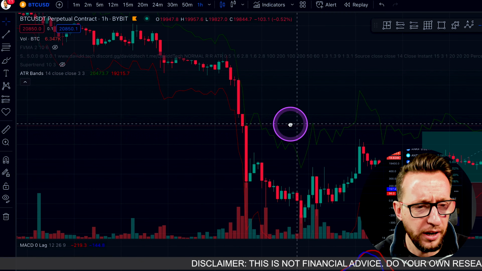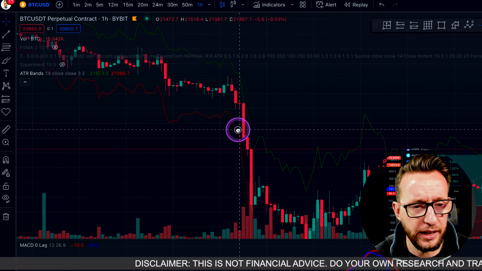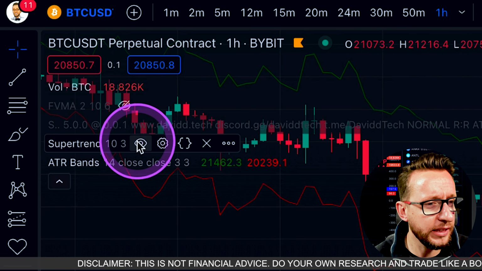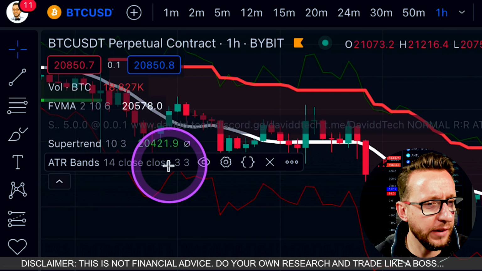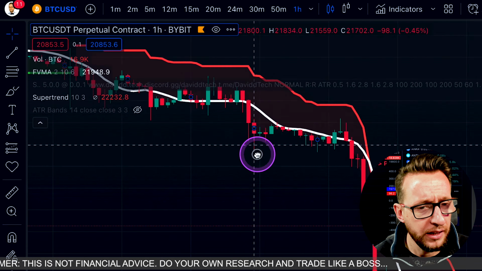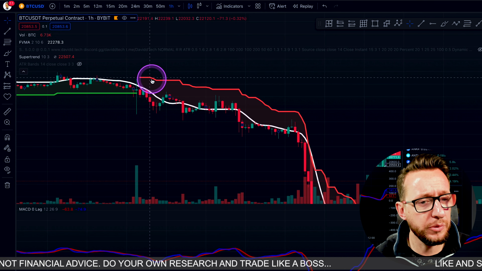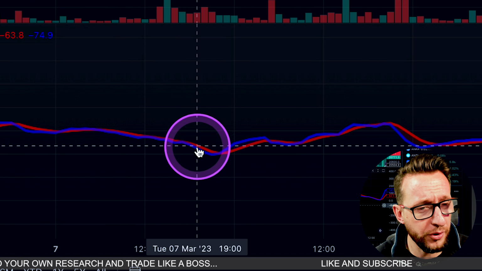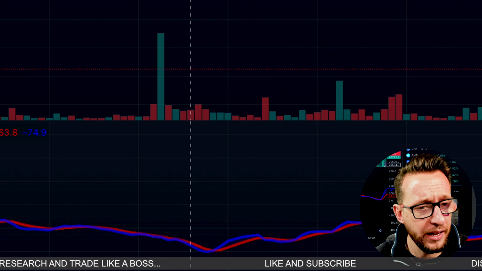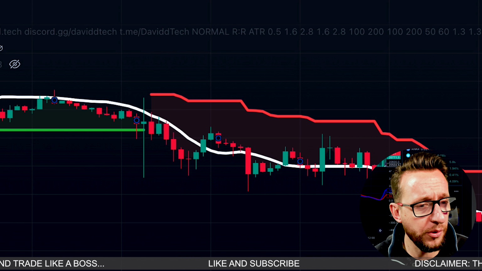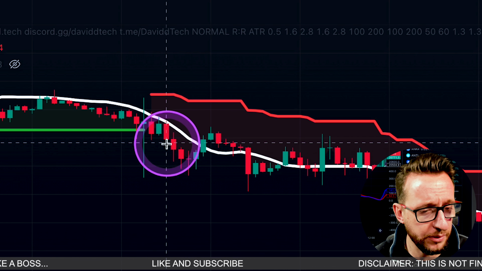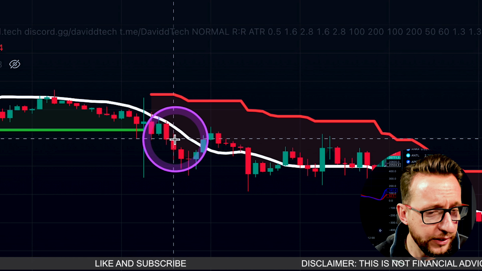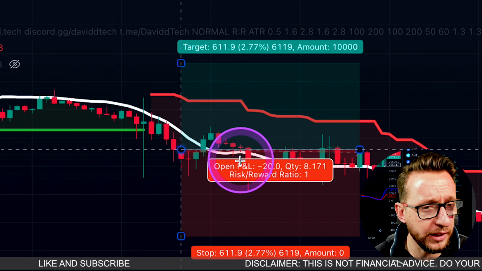Okay, so looking for a short over here. I'm going to add the super trend and the FairtailVMA back on and remove my ATR bands. Now we're looking for the super trend to be red. We're looking for our MACD to be red over blue, which it just about is there. We're looking for price to be below the FairtailVMA indicator. So we're going to be just about this one here. Let's put it on this one here.